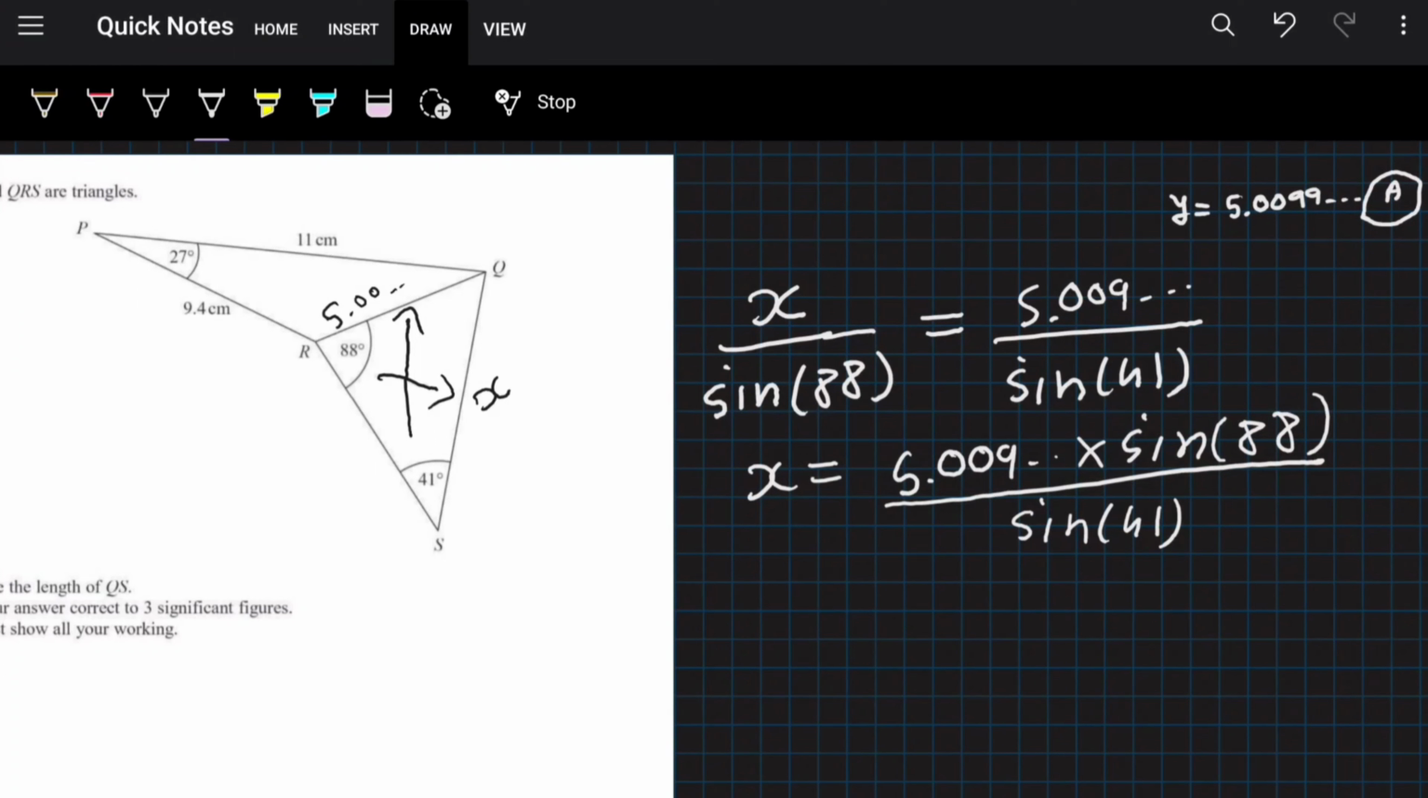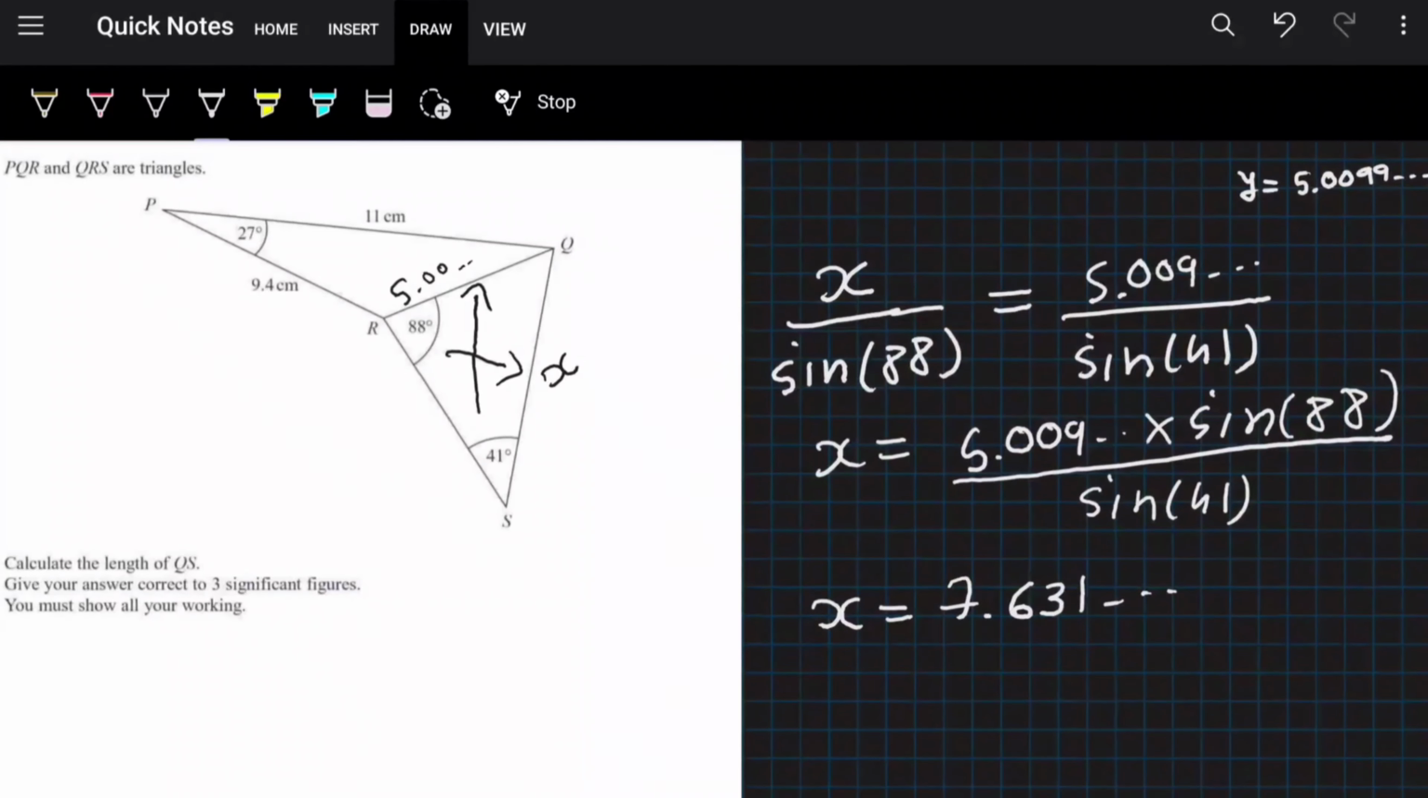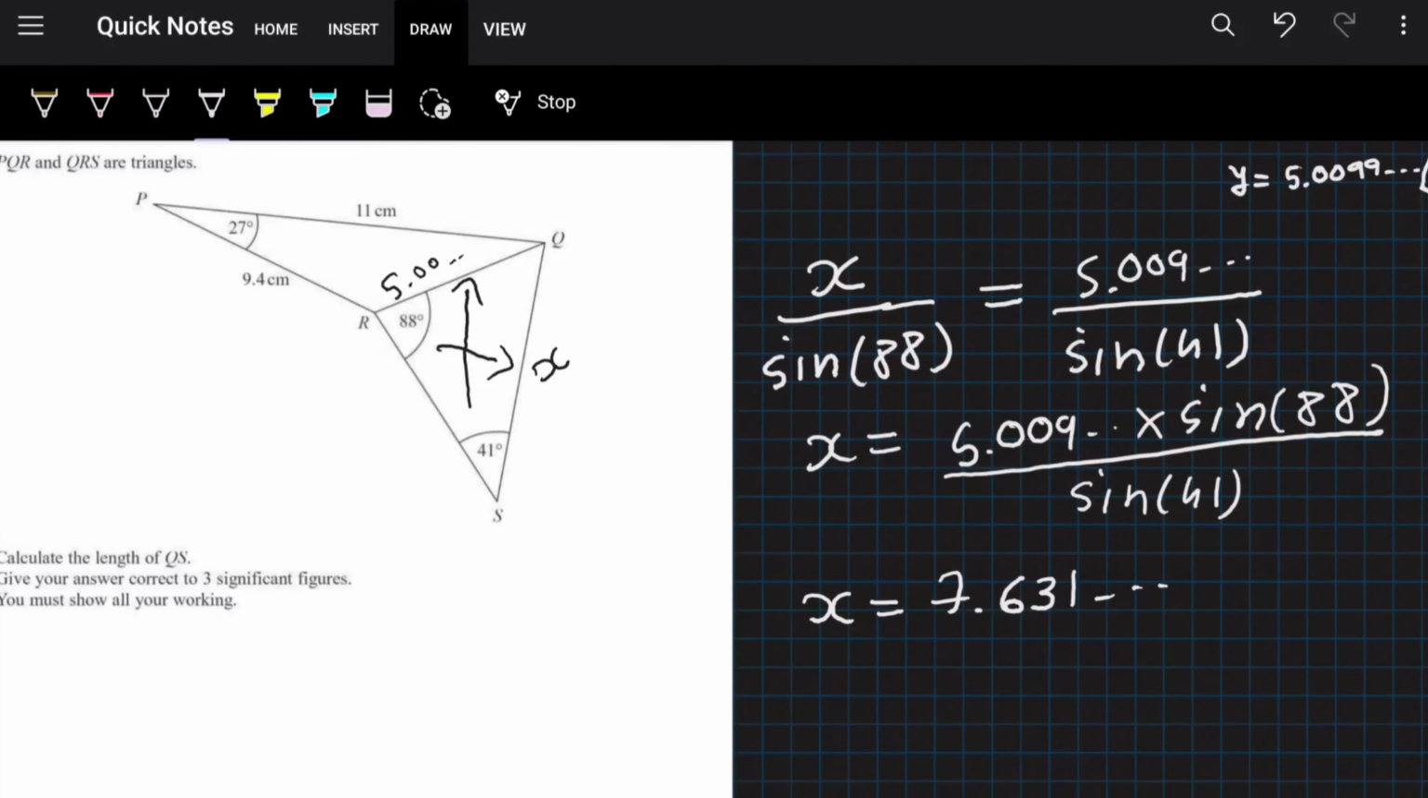So let's plug this into the calculator. So we get x equals 7.631, and we want to give our answer to 3SF. So we get x equals 7.63 centimeters.